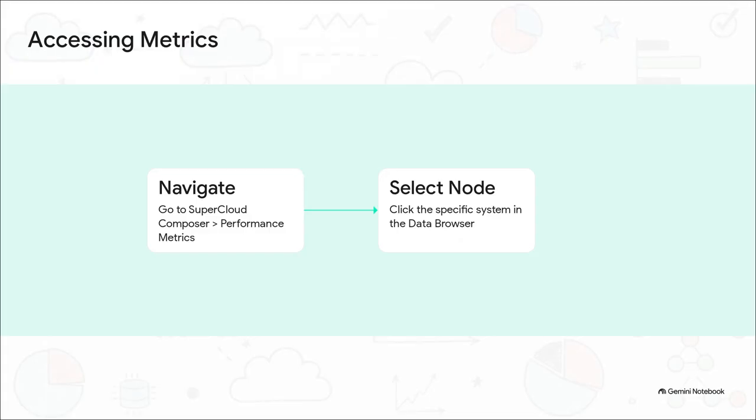Now, the real beauty of SCC is just how straightforward the navigation is. To pull up your compute resources, it's literally a simple two-step process. Step 1, you just navigate to SuperCloud Composer and hit Performance Metrics. Step 2, you click on the specific system or compute node you want to look at, right there in the data browser. It's purpose-built to get you from that login screen directly to your data as efficiently as possible.